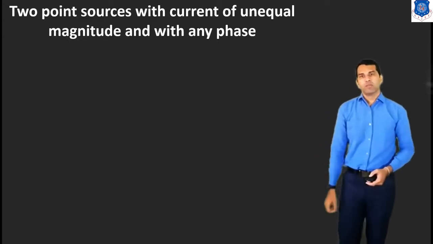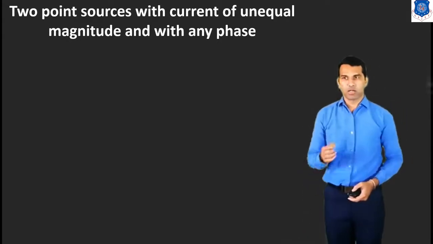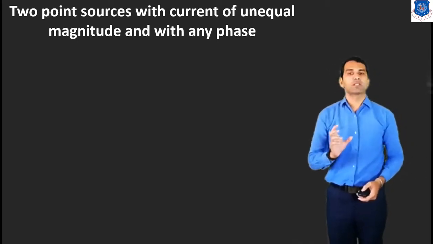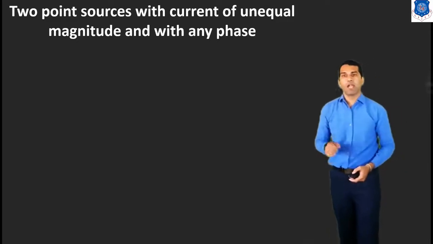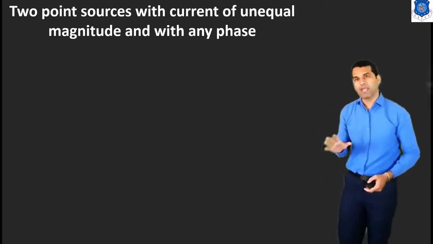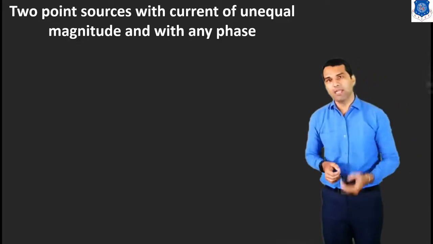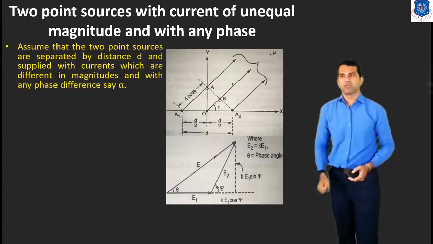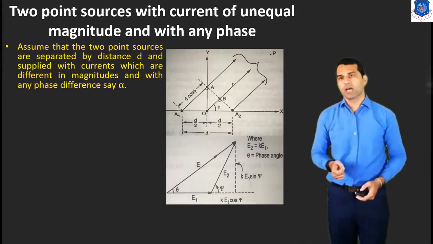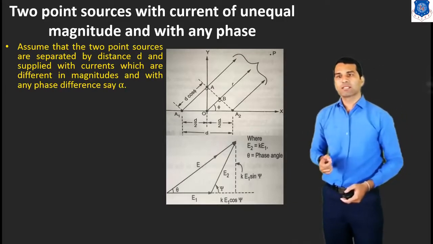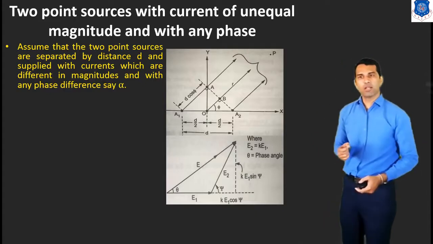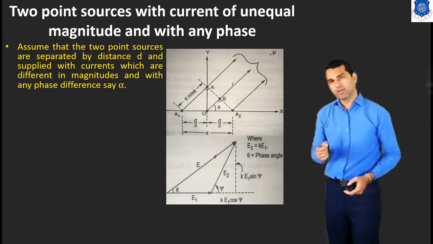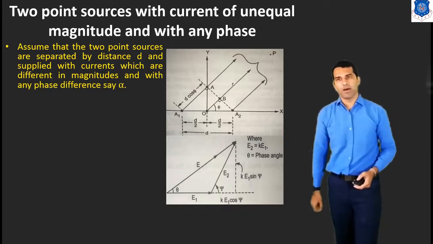Now we take the third condition. The third condition is the two point sources with currents of unequal magnitude. The magnitude is not the same in this condition, and the phase is any, like the current we have given with any phase. So this is the figure for this. So assume that the two point sources are separated by distance d and supplied with currents which are different in magnitude and with any phase difference, say α. So here the phase difference we have given is α.